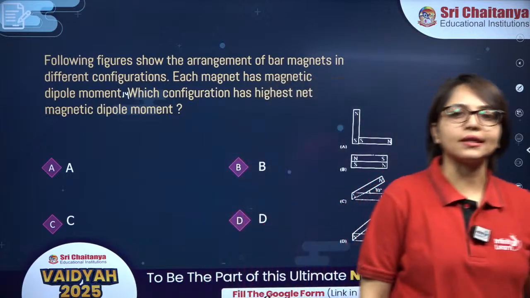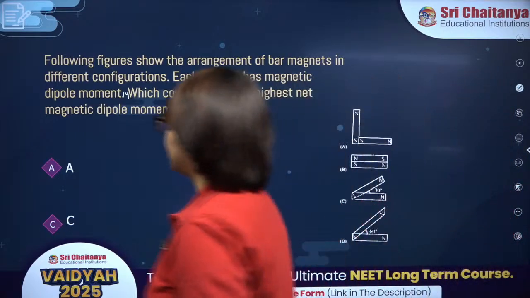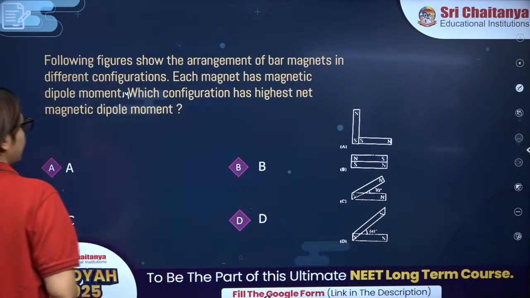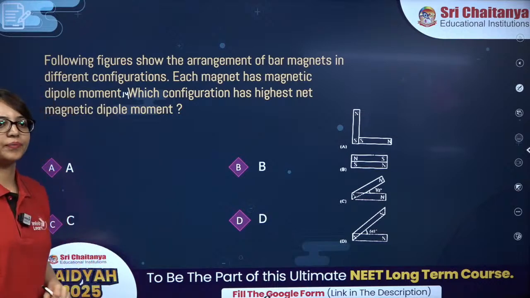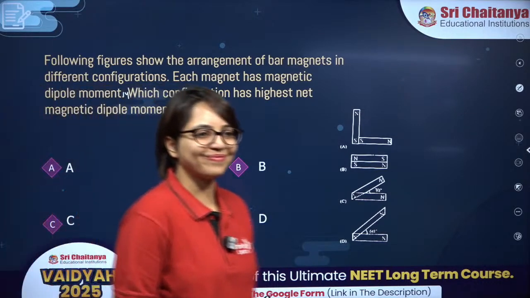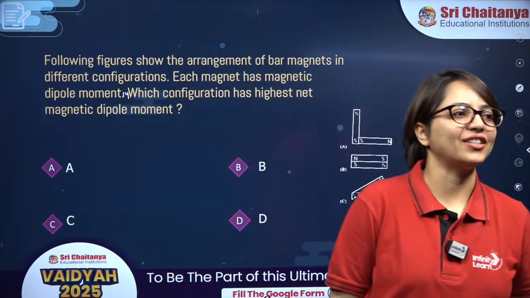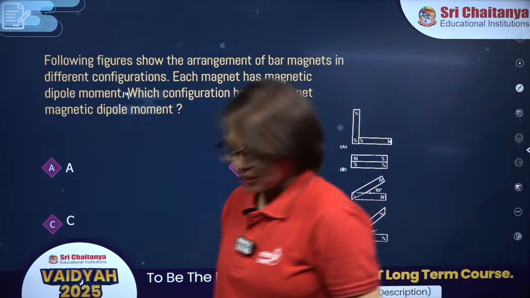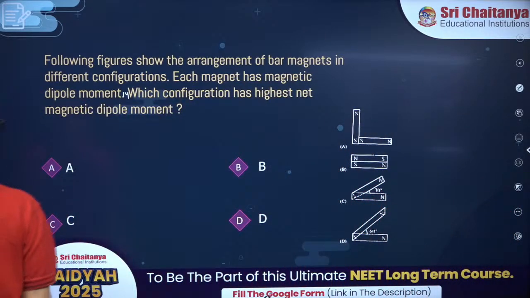Try this one. This is again from magnetism and matter, and it is an application of vector addition. Option D. Okay, chaliye, try this one. This is one of the PYQs, beta.